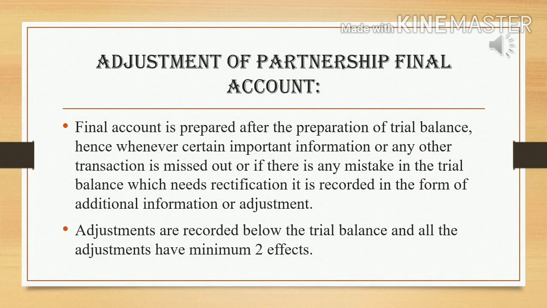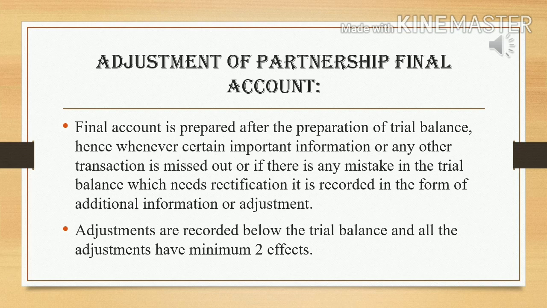Adjustment of partnership final account. Final account is prepared after the preparation of trial balance. Hence, whenever certain important information or any other transaction is missed out, or if there is any mistake in the trial balance which needs rectification, it is recorded in the form of additional information or adjustment.